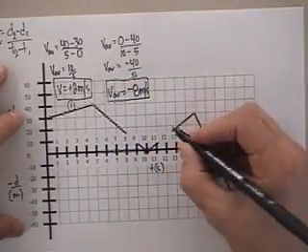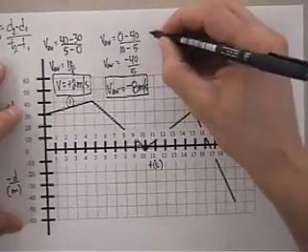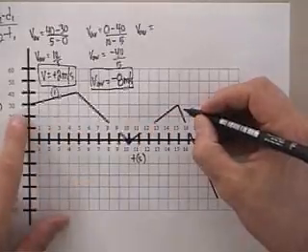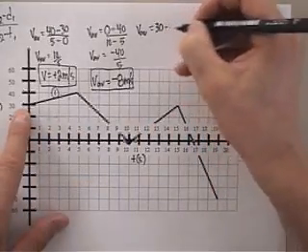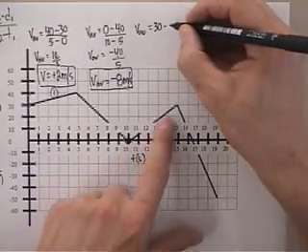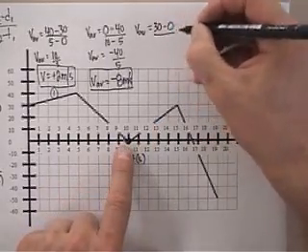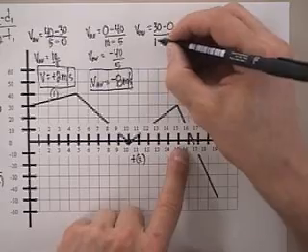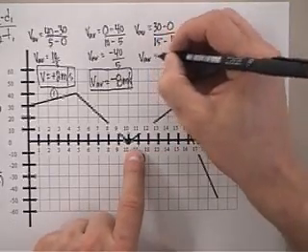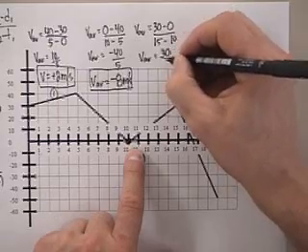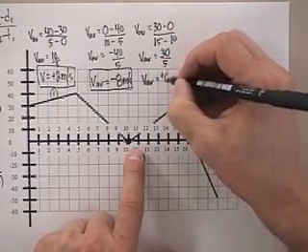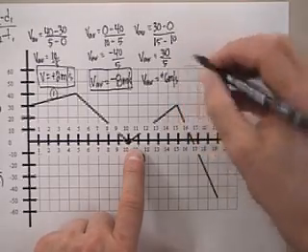Okay, for my third right here, I'm going to go V average. My D2 is there, and that's 30, minus my D1, which is here, which is 0. My T2 is 15, my T1 is 10, so that's going to end up being 30 over 5. So this average is going to be positive 6 meters per second.